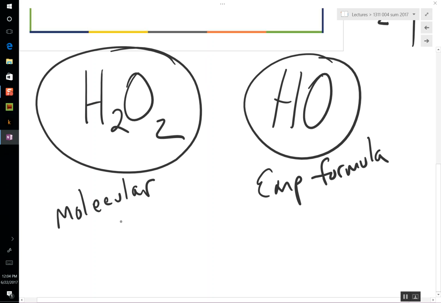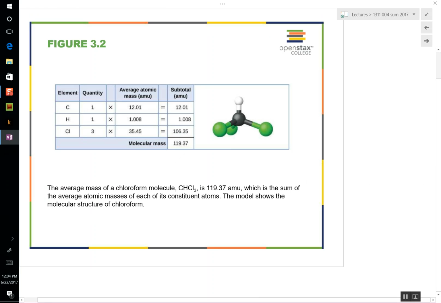Molecular. Okay, let's take a break. Let's take a 5-minute break, and then I think maybe we're ready to review concentrations. Okay, molarity and percent, weight volume percent.